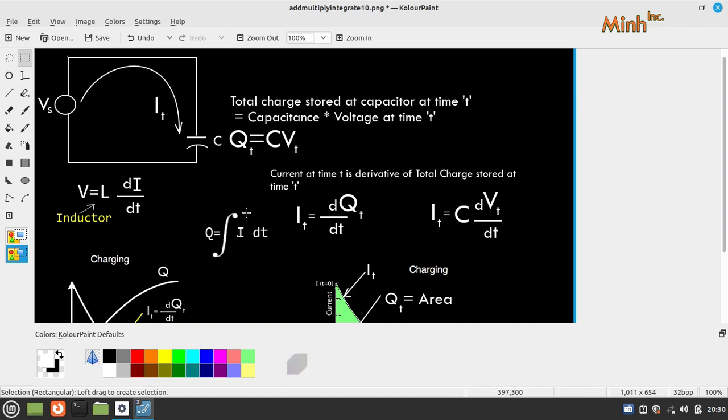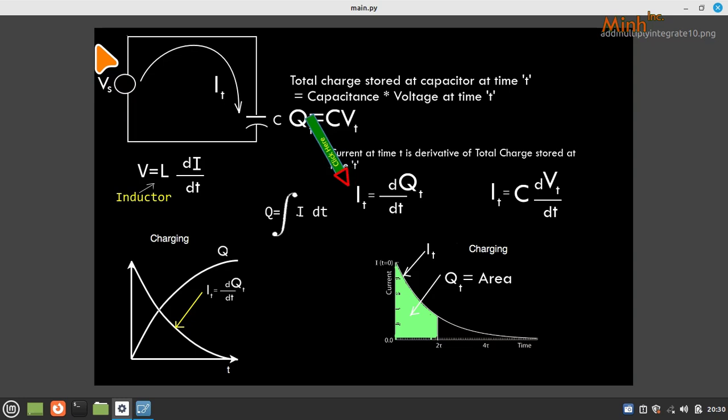So the charge stored at any moment is integration of I dt. Or current at any moment is dq by dt, how much charge is getting stored. So what is the diff in that? So dq by dt. Okay, so now all three we are clear. So if dq by dt is I, then I at any moment is C into dv by dt.